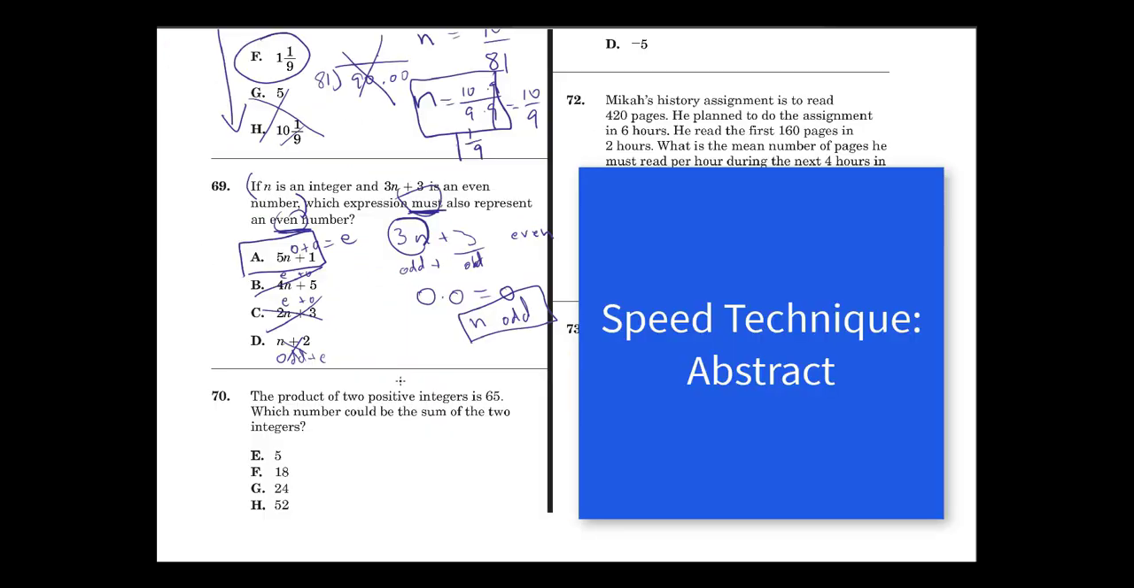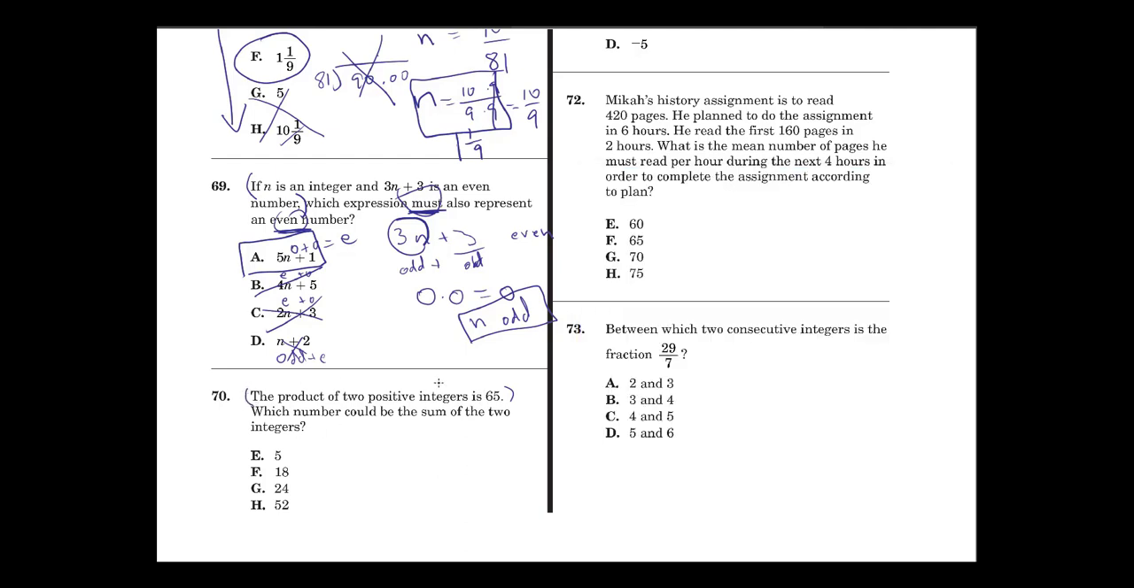70. The product of two positive integers is 65. Okay, what can I conclude from that? Well, they're integers, the product. Immediately, I think the concept is factors. What are the factors of 65? Well, it's 1 times 65, 5 times 13. Those are the only factors of 65. So my two positive integers must be one of these.